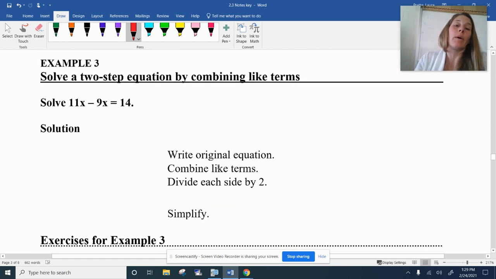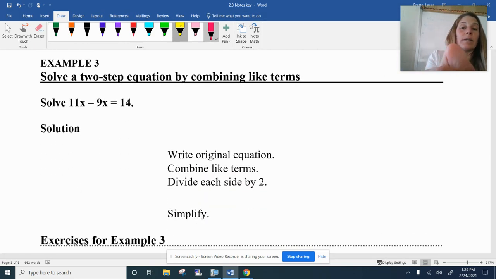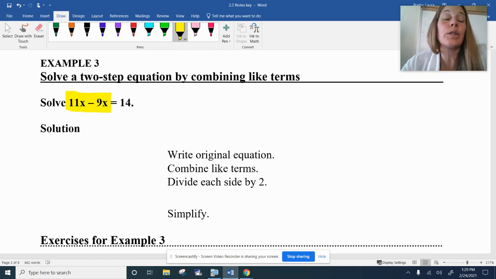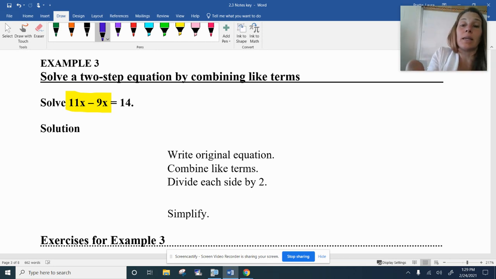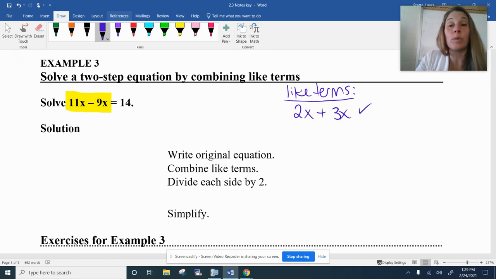Now the next example I want to go over with you, notice that we have 2 numbers here that have a variable attached. So we have an 11x and a 9x. Now those are called like terms because the 2 numbers both have the same variable. So examples of like terms. Okay, just to make sure we understand what like terms are. If I have a 2x and a 3x, those would be like terms because they both have the same variable.